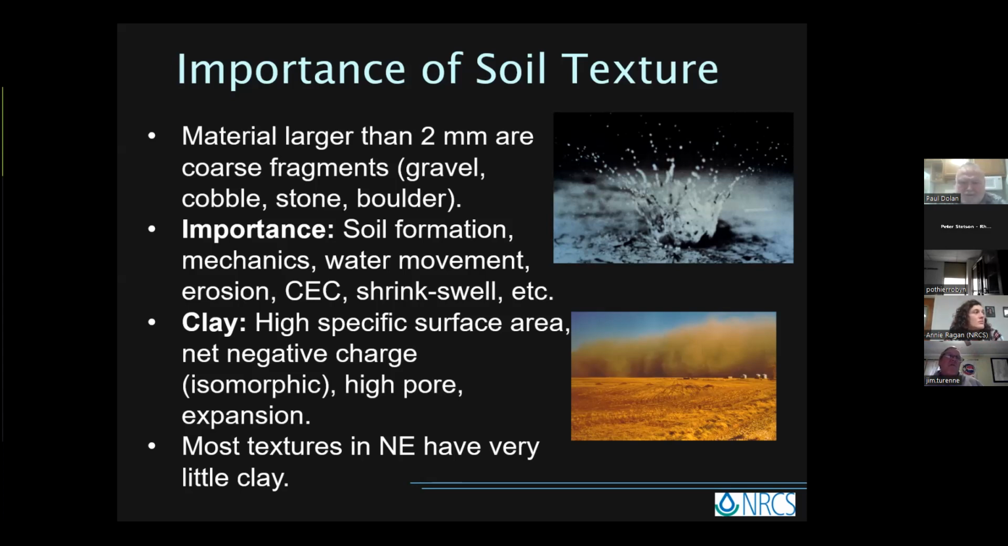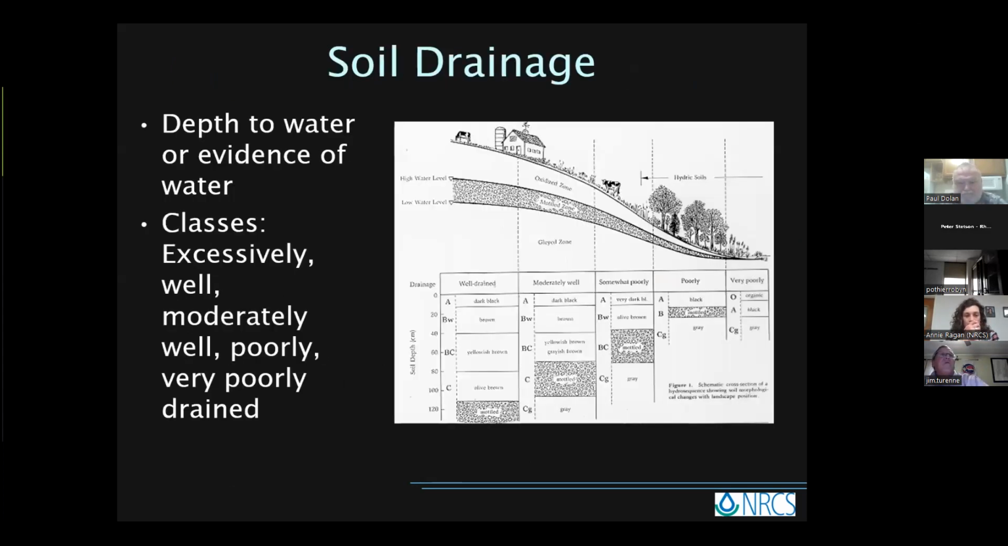So most of our soils have low clay, so we don't have a very high cation exchange capacity in our soils. Shrink swell is some clays can expand a lot when they moisten or wet, and that causes some issues there. Clay has a very high specific surface area. They tend to have a net negative charge, so they can exchange cations, positively charged, like a magnet almost, and make those available to the plants there. So again, most of our textures in New England have very little clay, with exceptions there.